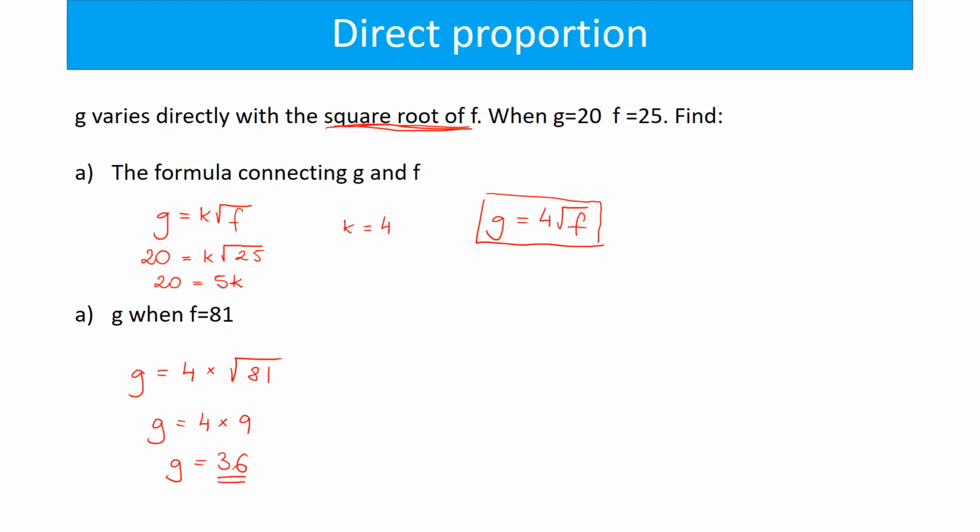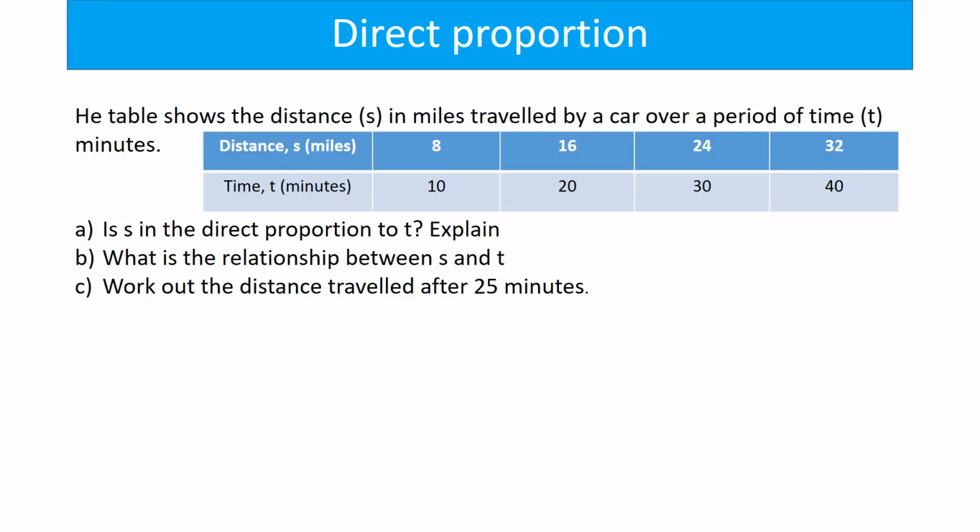Okay, and one more. In this question, I have all the values given in my table, but I need to decide whether they are in direct proportion or not. Remember that there will be direct proportion if k is constant. So if, for example, I assume that d is directly proportional to t, then to find k, I have to divide d by t. So let's have a look.